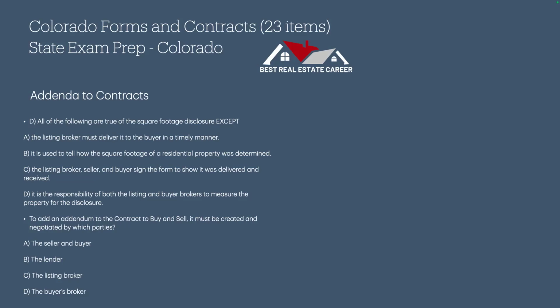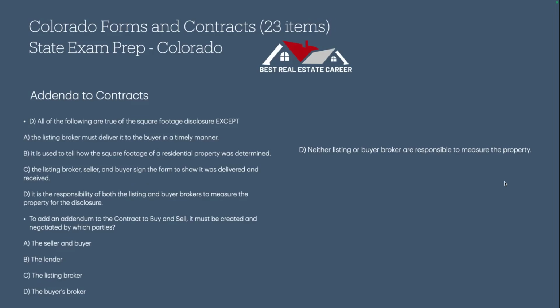So we're looking at this, and for some reason I listed this as D as my question. All of the following are true of the square footage disclosure except. All right, square footage disclosure. We know this is a marketing tool. The answer is actually D: it's the responsibility of both the listing and the buyer broker to measure the property for disclosure. So it's except. Remember, we saw except there. You're not obligated to measure.